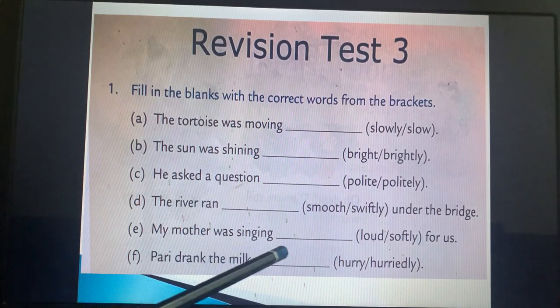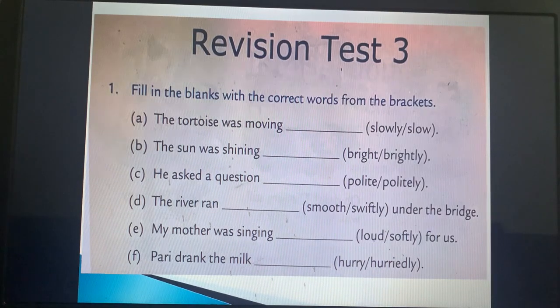The river ran dash under the bridge. The river ran smoothly under the bridge. My mother was singing dash for us. My mother was singing soft. My mother was singing softly for us. तेज थोड़ी ना गाना गाएंगी, बहुत प्यार से ही गाएंगी. Pari drank the milk hurriedly या हरी? Hurriedly, जल्दी से. Pari drank the milk hurriedly, तेजी से, जल्दी से पी लिया. Fine, this is question number 1.